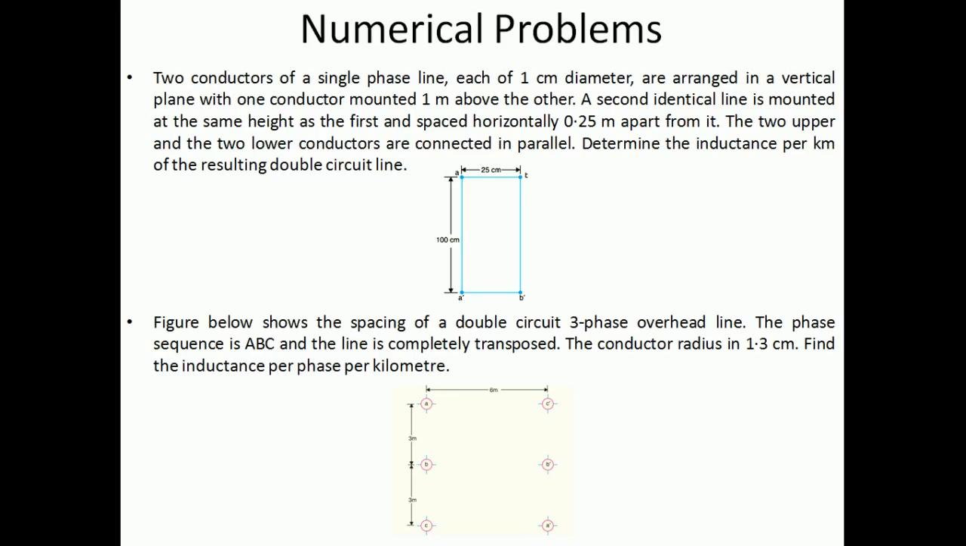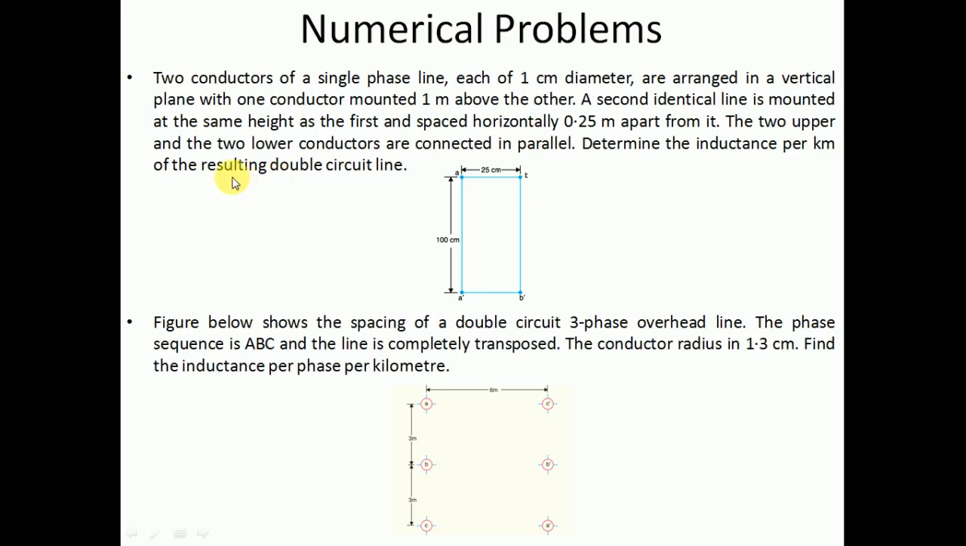Thereafter you can use the standard relation for inductance per conductor per meter, that is 2 into 10 raised to minus 7 natural log of dm by ds. After making the suitable substitutions of dm and ds, you will be getting the value of inductance per conductor per meter. But you are asked to find the inductance per kilometer of the resulting double circuit line. So the inductance per kilometer can be easily found out by multiplying the inductance per meter with 1000.